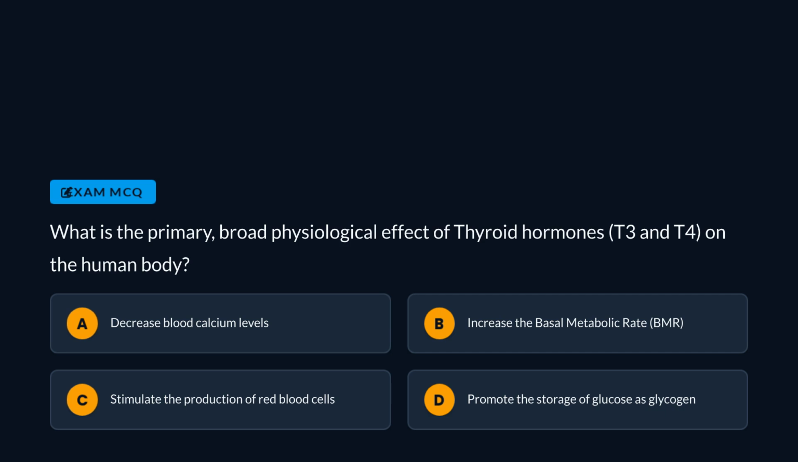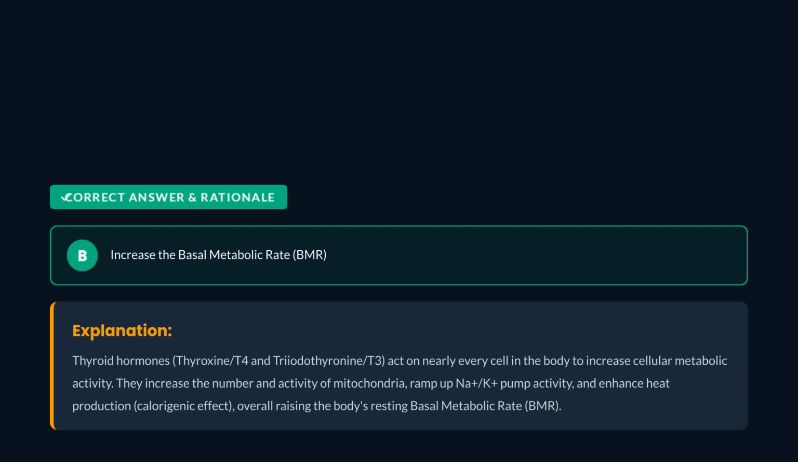What is the primary, broad physiological effect of thyroid hormones, T3 and T4, on the human body? Thyroid hormones primarily increase the basal metabolic rate, BMR. They increase cellular metabolic activity, mitochondria, and heat production in nearly every body cell.